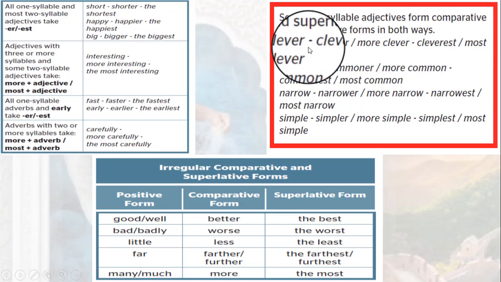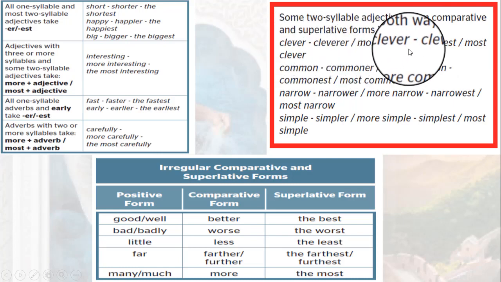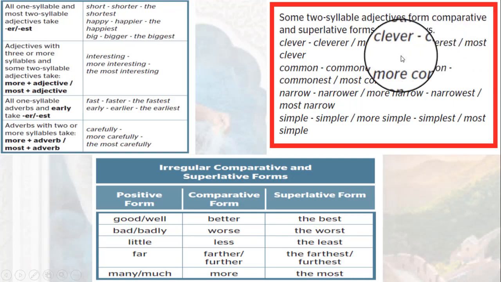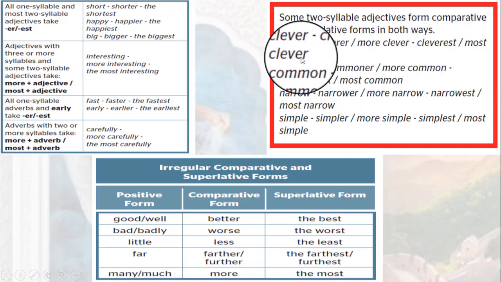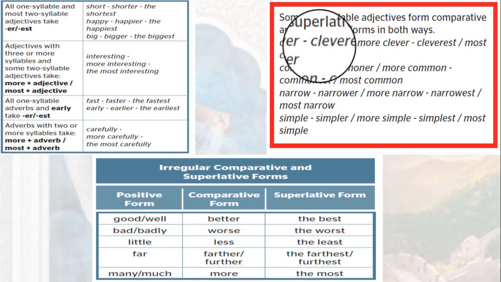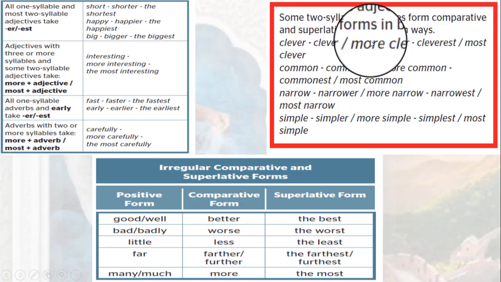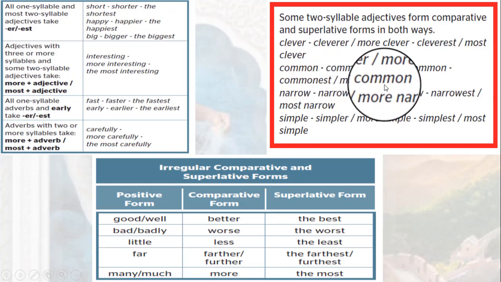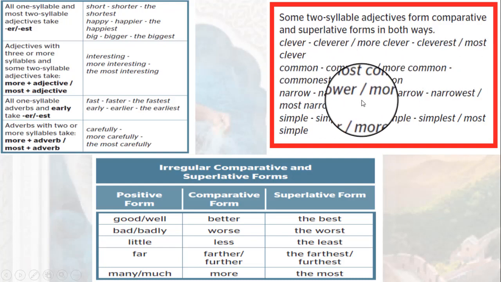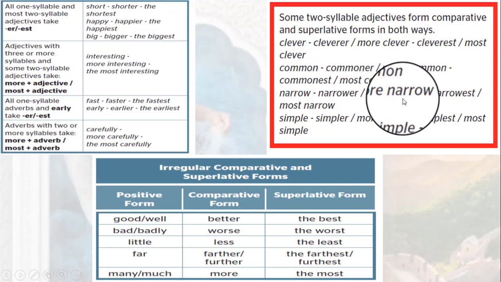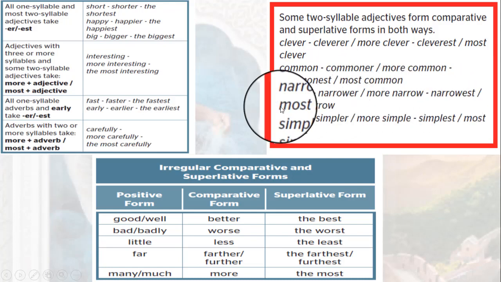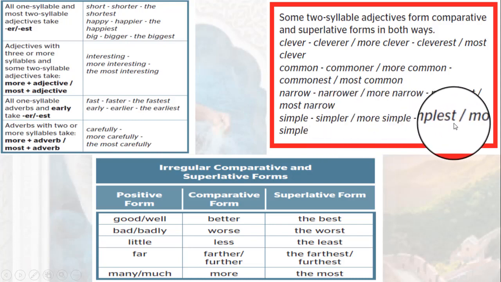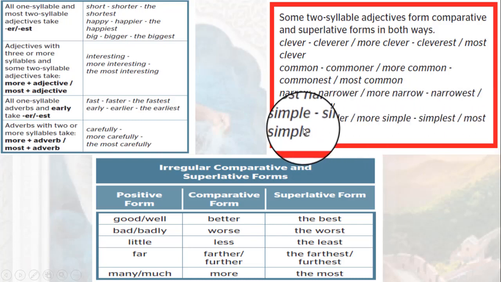So we can say cleverer and more clever, and we can say cleverest and the most clever, and both are correct. The same applies with common: commoner and more common, or commonest and most common; narrower and more narrow, and narrowest and most narrow; simpler and more simple, simplest and the most simple.